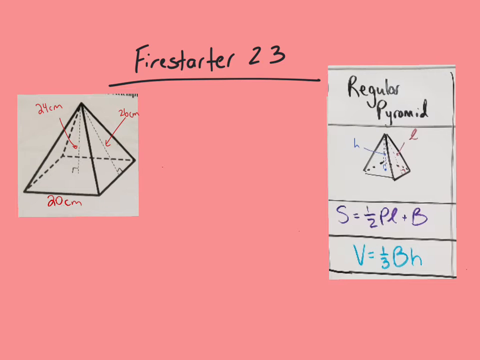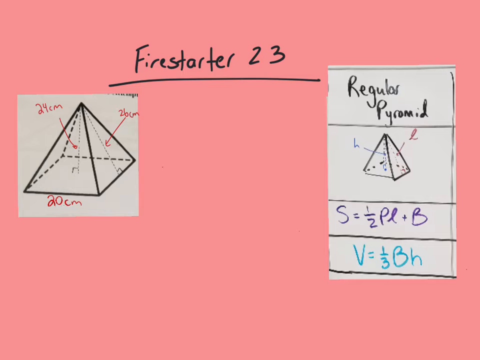Alright, I'm going to go over Firestarter 23 real fast. Remember, once again, a couple things we're going to do here. So we're going to start off with finding the surface area. Remember, this is a regular pyramid.